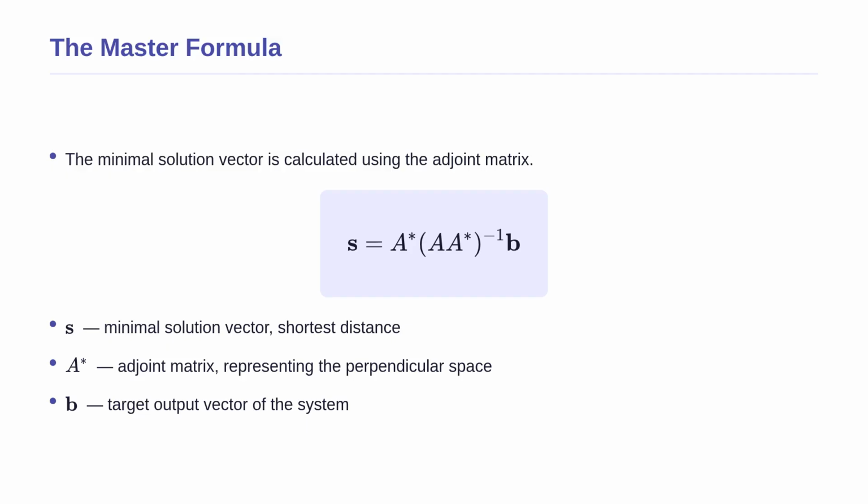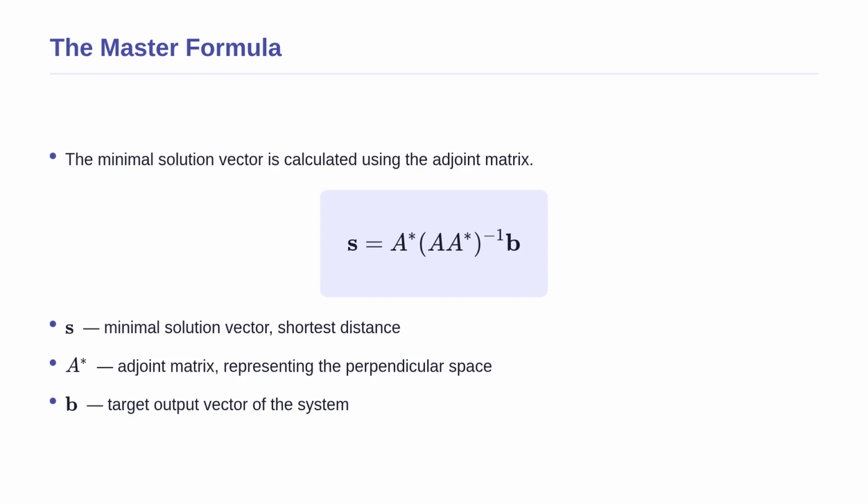Knowing that our solution must be perpendicular to the null space leads us directly to this powerful equation. This is the master formula for the minimal solution. Let us break down what each piece means. The symbol S represents our desired minimal solution vector, which is the shortest possible path. A star is the adjoint matrix, which is essentially the transpose of our original matrix, and it ensures our solution is in that perpendicular space.